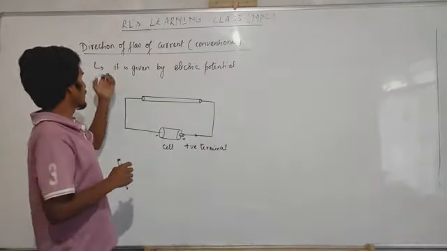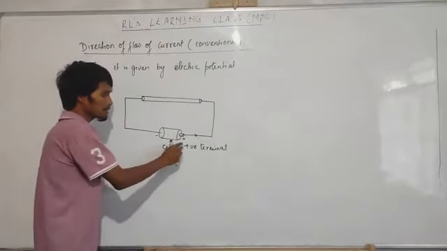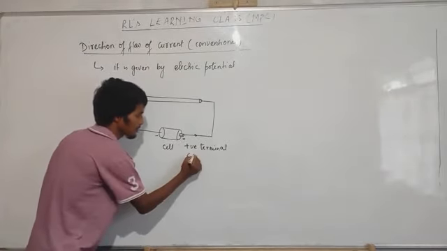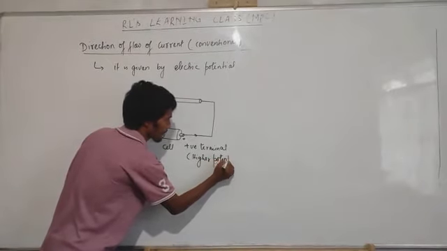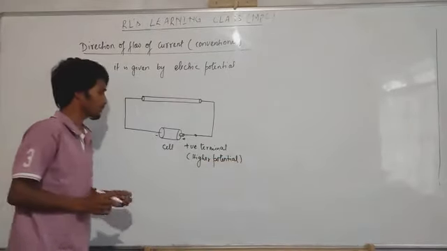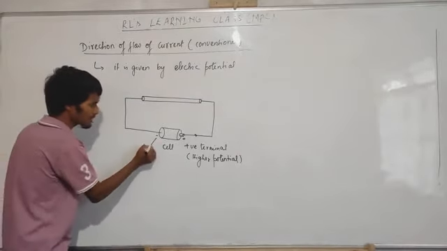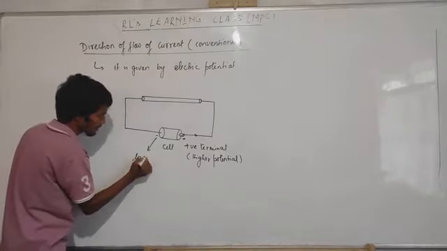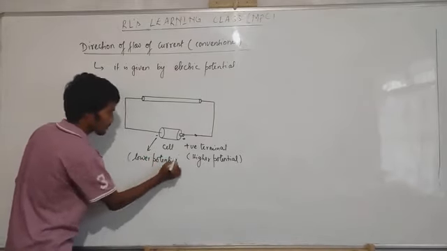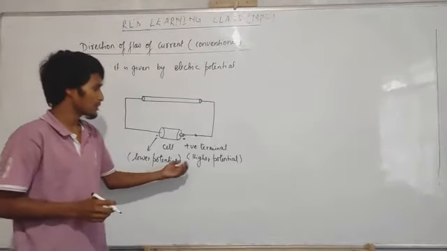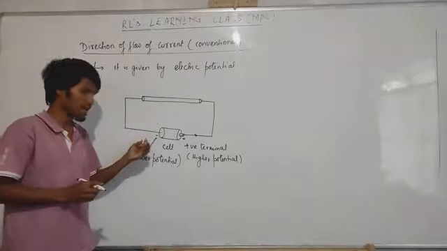And as I told you, the direction of current flow is given by electric potential. What does this mean? The positive terminal means higher potential, and the negative terminal means lower potential. What does lower potential or higher potential mean? In higher potential, at this point there is higher energy, and at this point there is lower energy.